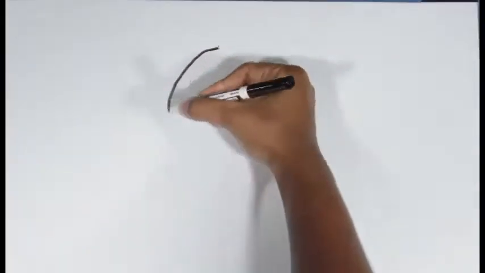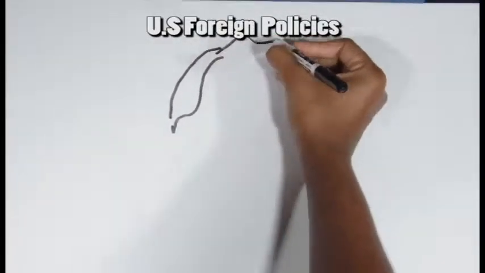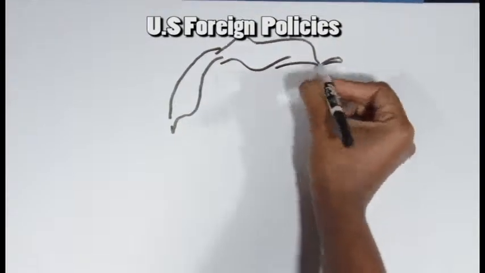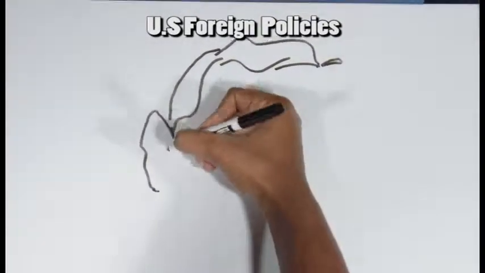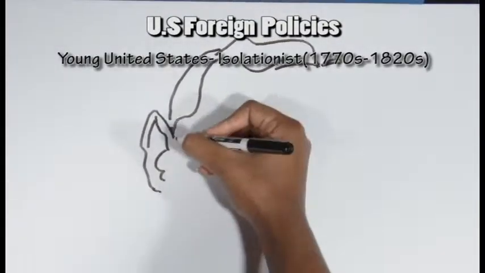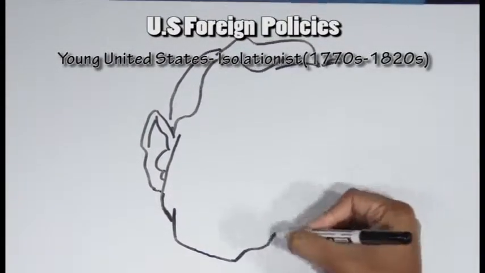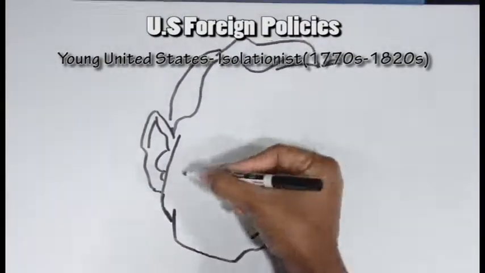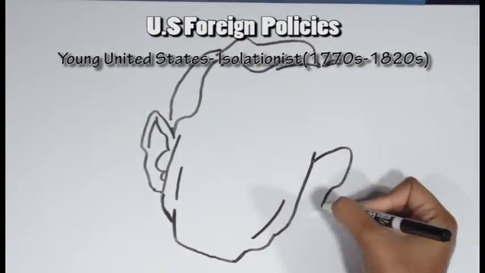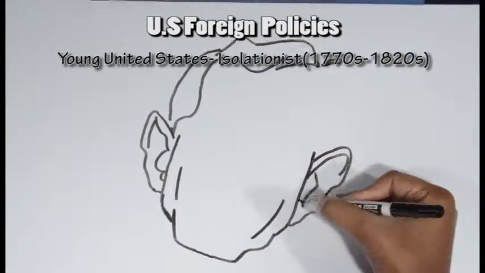So over the course of history, the U.S. has actually had quite a few types of foreign policies, and the first one that we held was isolationism, because we were just a baby country. We wanted to stick our nose out of everybody else's business and remain relatively self-sufficient and on our own, and that lasted from the 1770s to the 1820s.